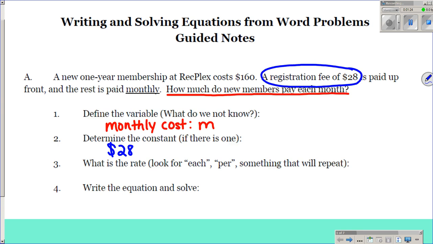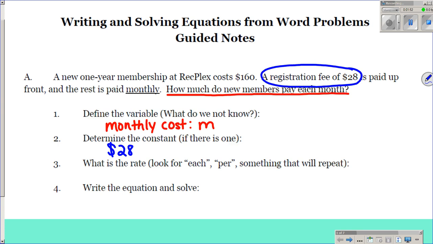Now it says, what is the rate? Look for each, per something, that will repeat. It says a new one-year membership at RecPlex costs $160. $28 is paid up front and the rest is paid monthly. How do new members pay each month? We're really not given this information, but if we reason through this, we can probably figure out how much this person has to pay each month.